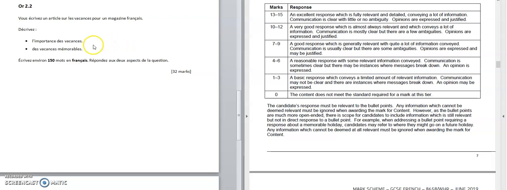This one on holidays then is a fairly straightforward one from the specimen paper, and we've got 2 bullet points: the importance of holidays and memorable holidays. And it's important to notice the word memorable often comes up, the word special often comes up.